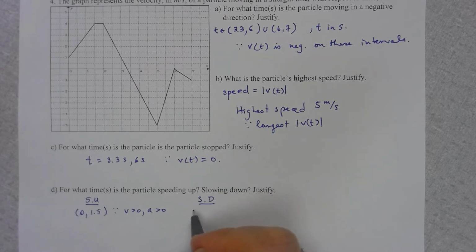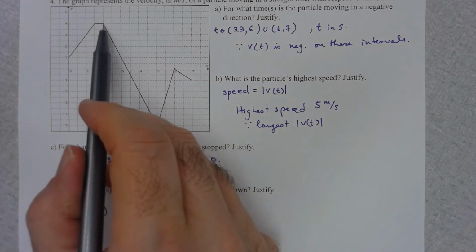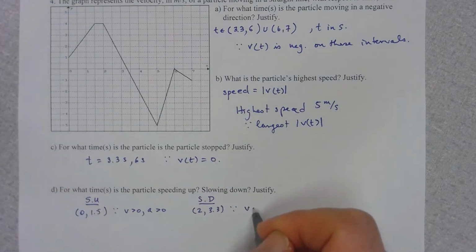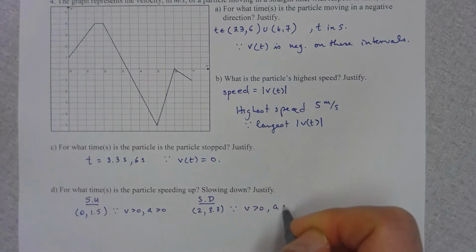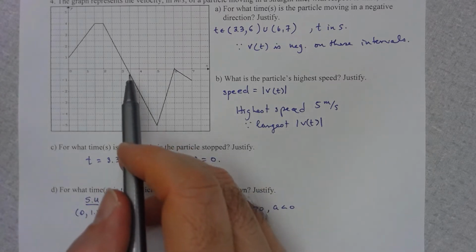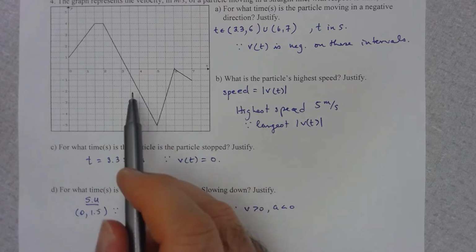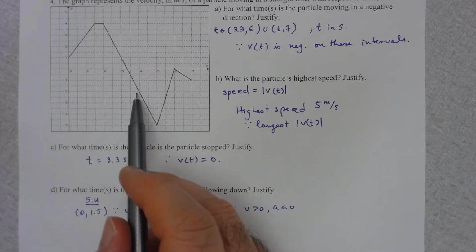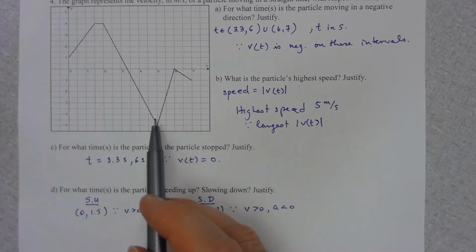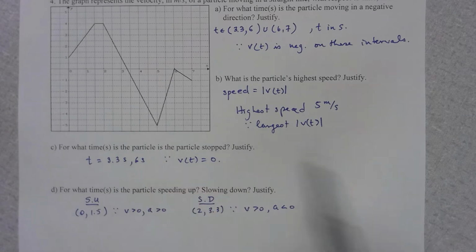Okay, so here under slowing down, we've got 2 to 3.3. And why is it slowing down? Because the velocity is positive, but the acceleration is negative. Okay, signs are opposite. Okay, in this section here, from 3.3 to 5, we see that the velocity is negative, and so is the acceleration, because the slope is negative. Okay, so that'll go under speeding up.